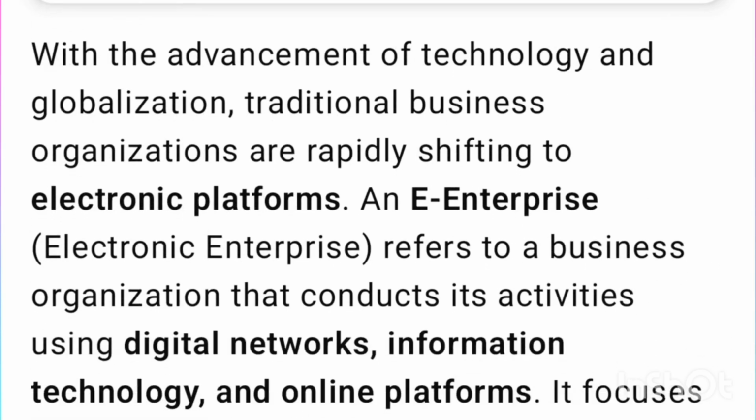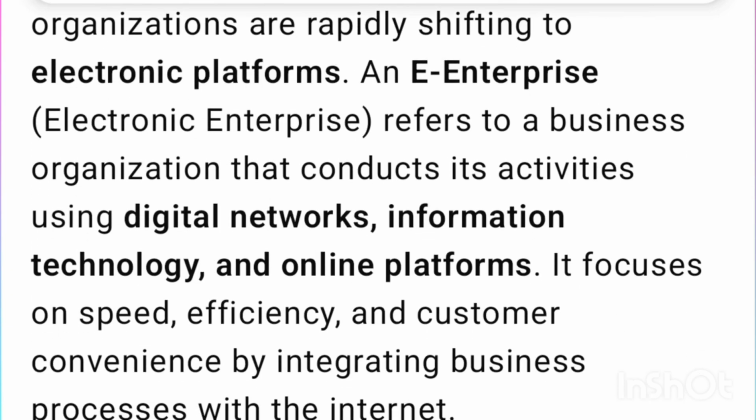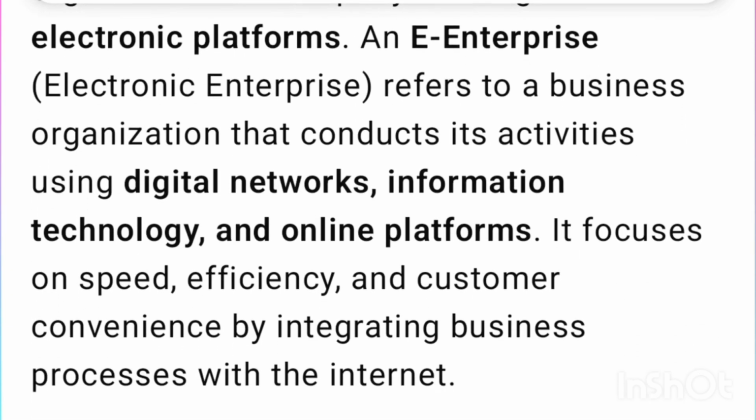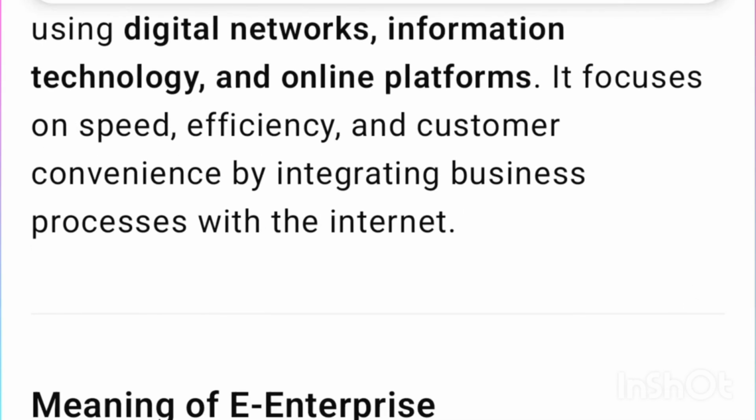Introduction. With the advancement of technology and globalization, traditional business organizations are rapidly shifting to electronic platforms. An e-enterprise, electronic enterprise, refers to a business organization that conducts its activities using digital networks, information technology, and online platforms. It focuses on speed, efficiency, and customer convenience by integrating business processes with the internet.